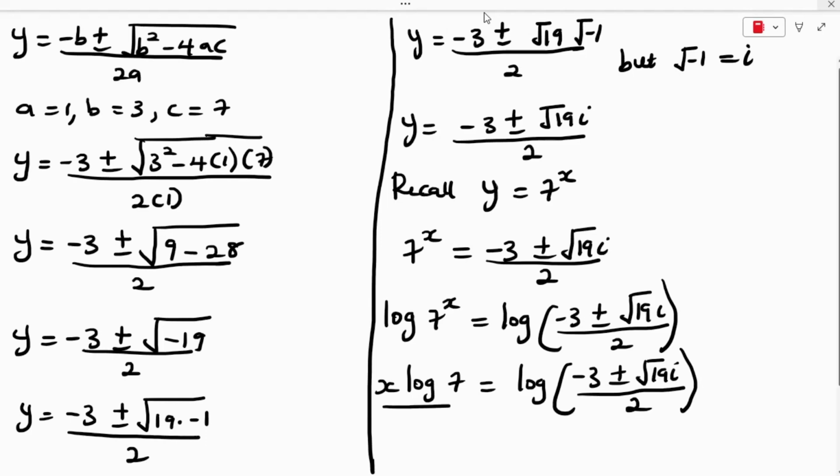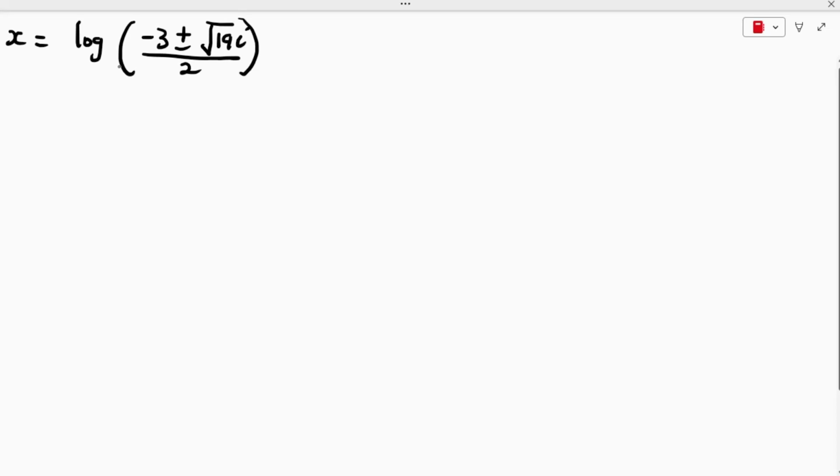Okay, so divide both sides by log 7. So this is going to cancel out this, and we have x equal to the log of minus 3 plus or minus the root of 19i over 2, all over log 7. So we have this to be our answer.